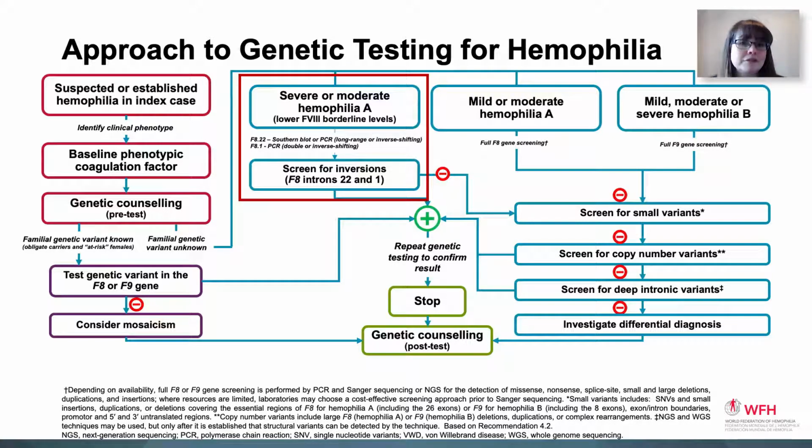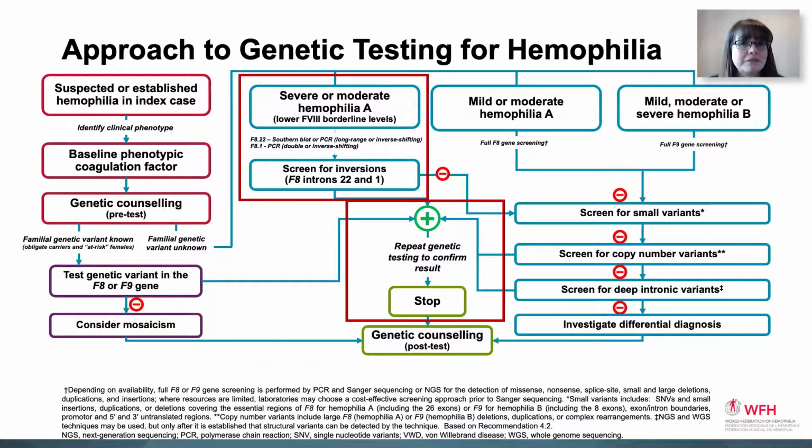If the intron 22 or intron 1 inversion screening is positive, then we will repeat this on an independent sample using an independent type of that method. And then we will report those results back. No further analysis will be taken on these samples. So it's sufficient to just screen for the intron 22 and the intron 1 inversions, as this will be the cause of the haemophilia in these patients.